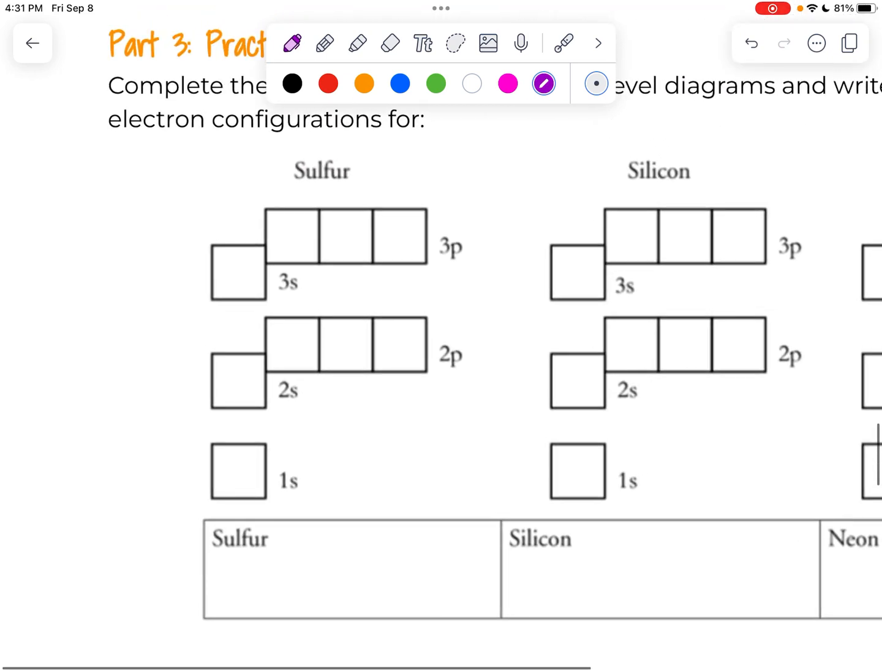Okay, let's start out with sulfur. The first thing we need to do is figure out how we are going to decide how many electrons are going into this ground state orbital diagram. Oh, all my atoms are neutral. Okay, so all my atoms are neutral. I have to have the same number of protons and electrons.